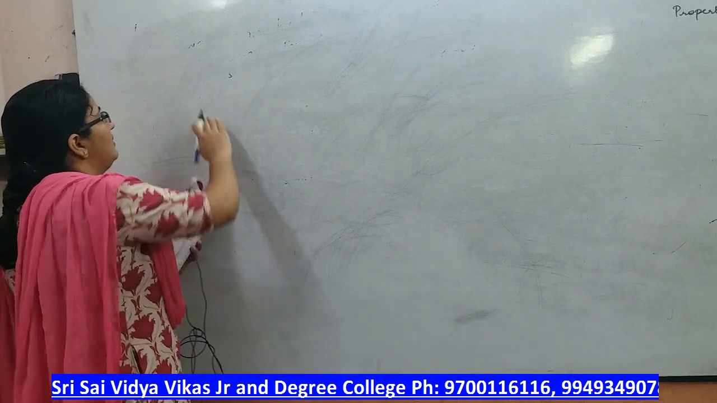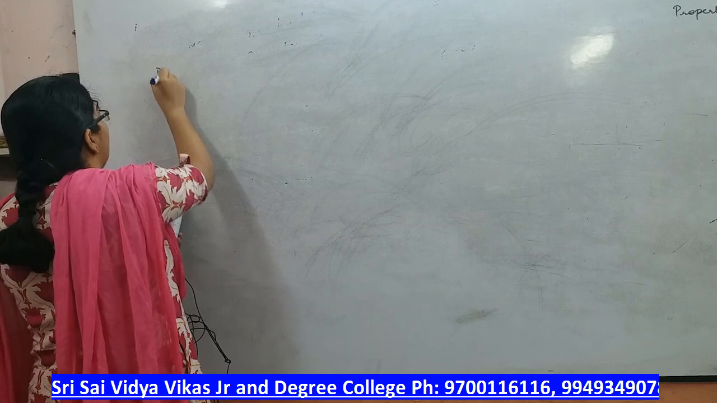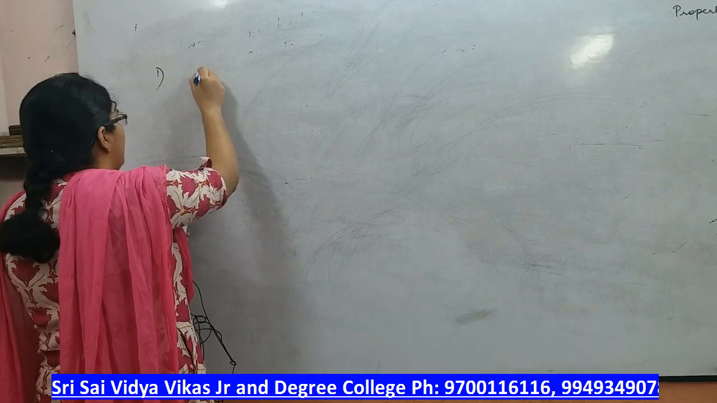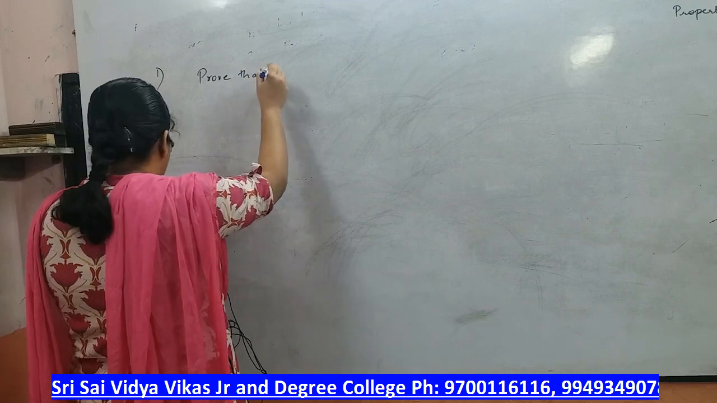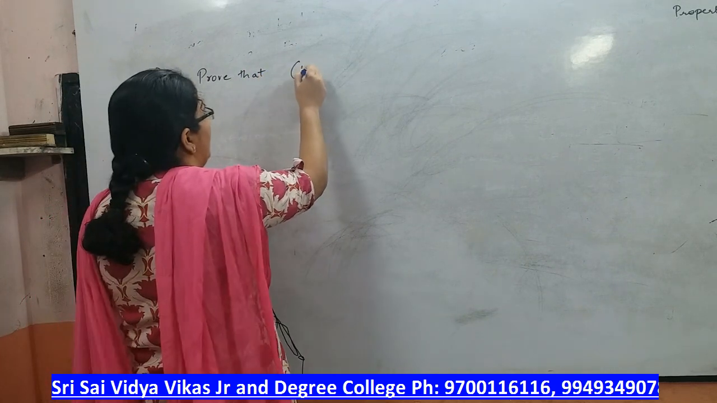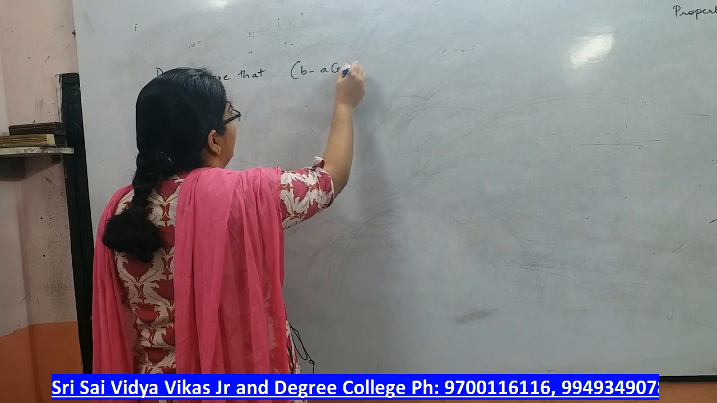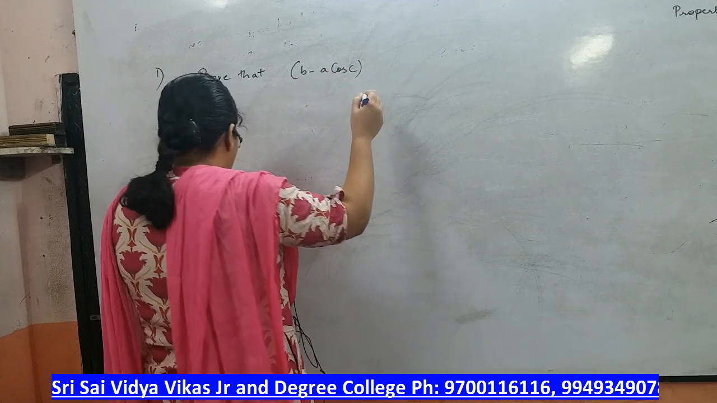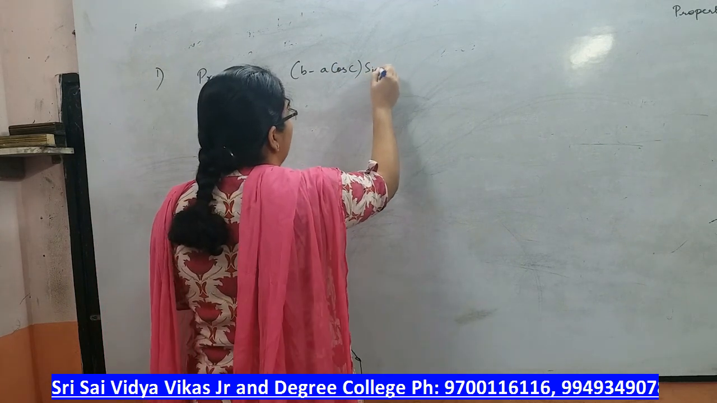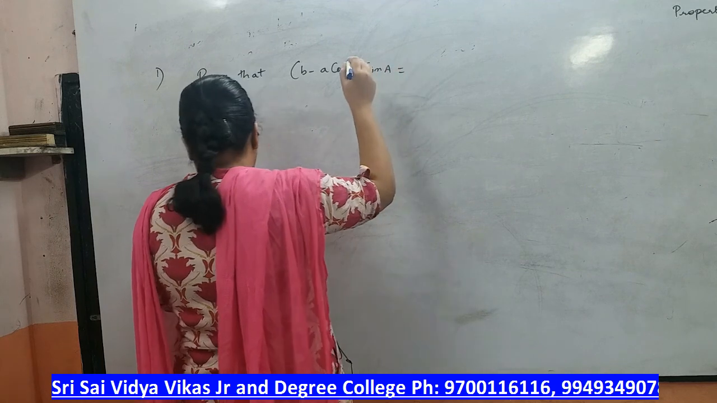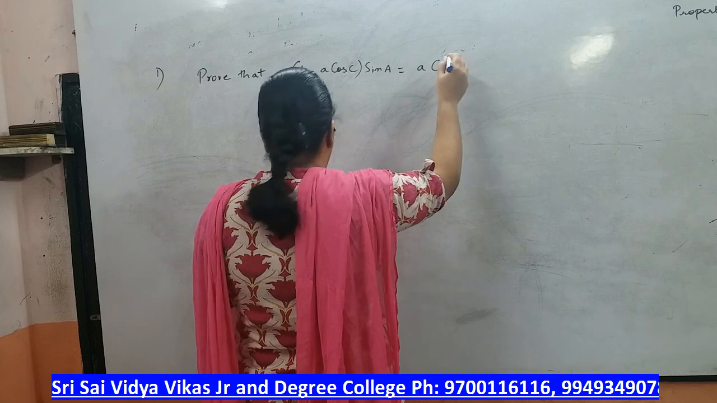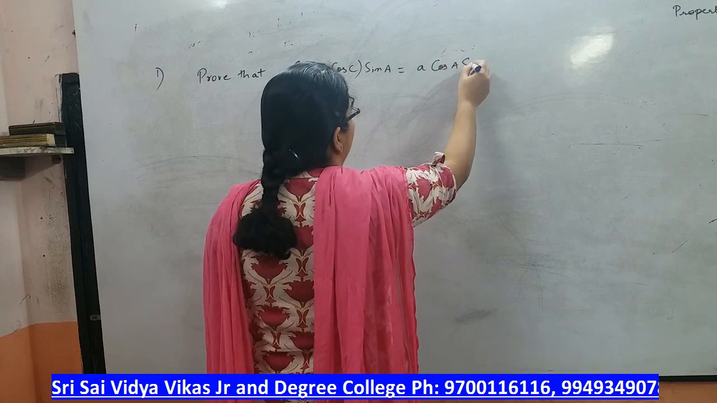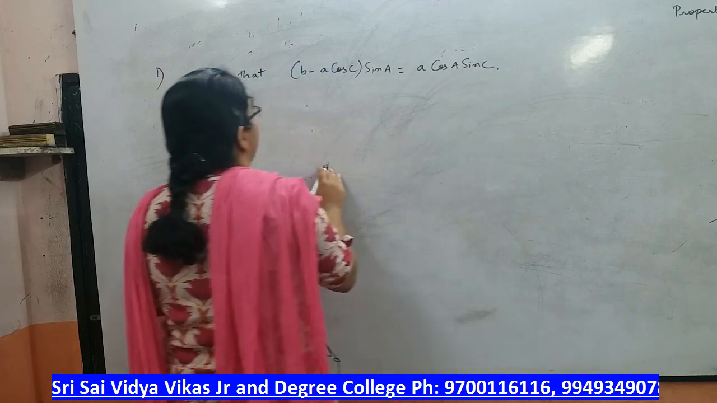First one for today. Prove that (b − a cos C) sin A is equal to a cos A sin C. This is what you have to prove.